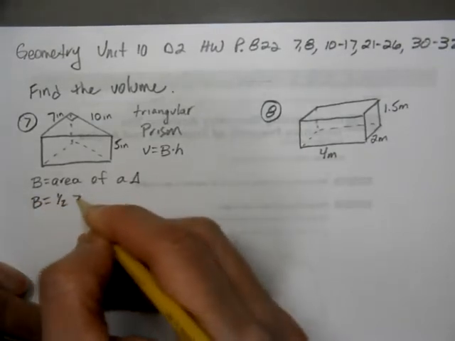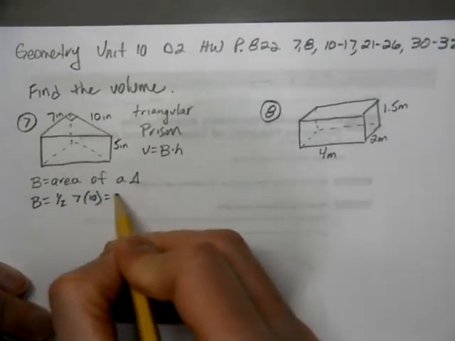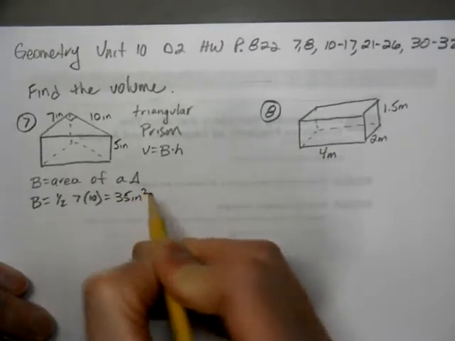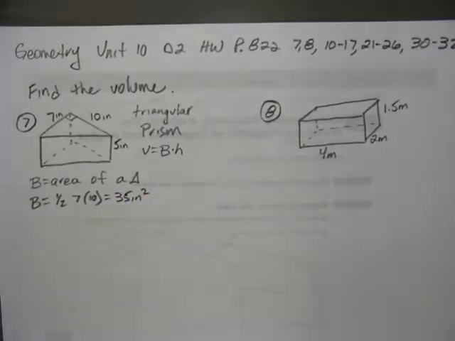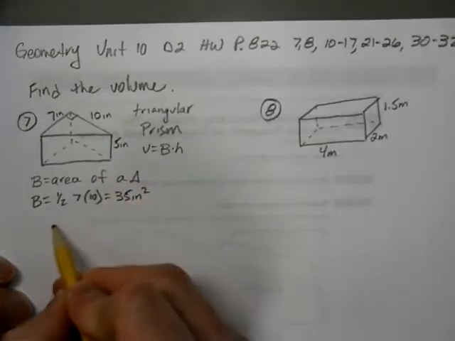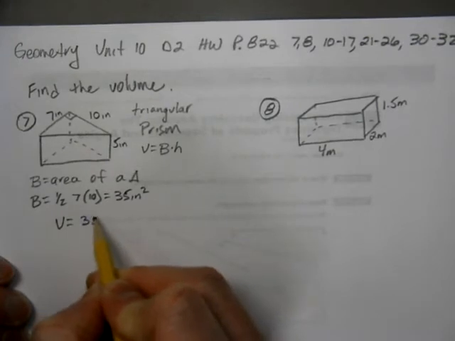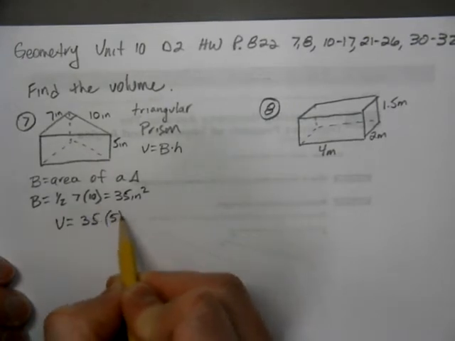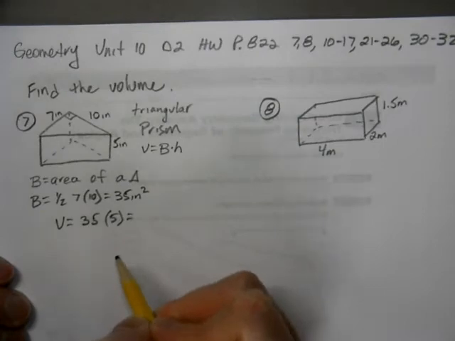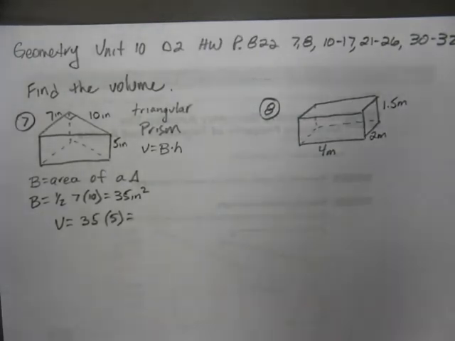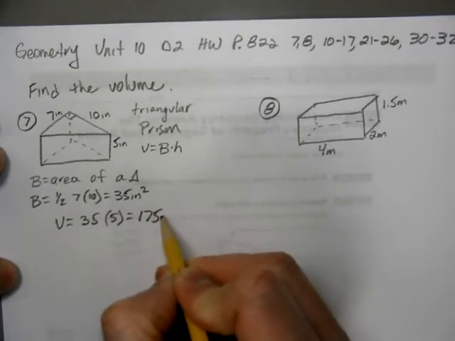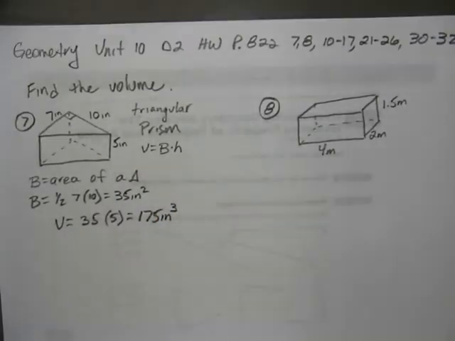So we have half of 7 times 10, which comes out to be 35 inches squared. That's the area of the one base. Now that's the triangle. Then we repeat that triangle all the way through to the other triangle, and that's a length of 5. So volume is going to equal 35 times 5. Comes out to be 175 inches cubed.